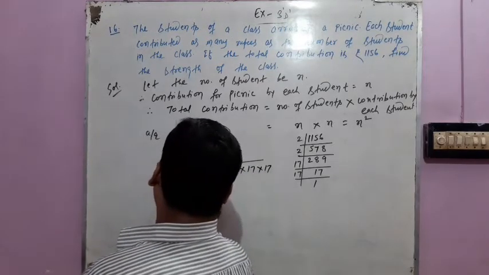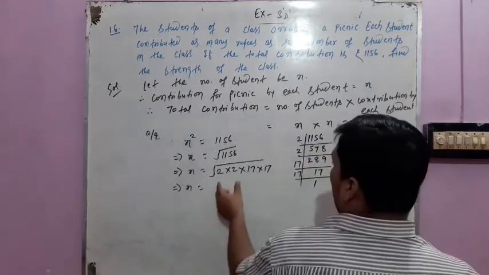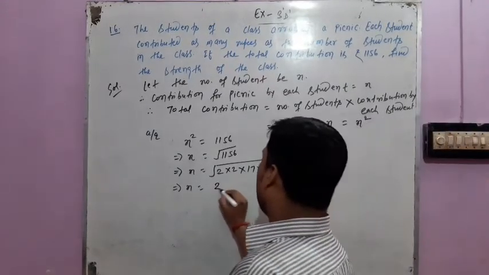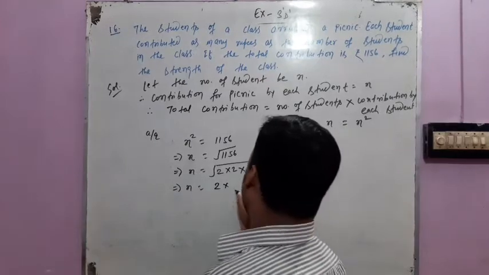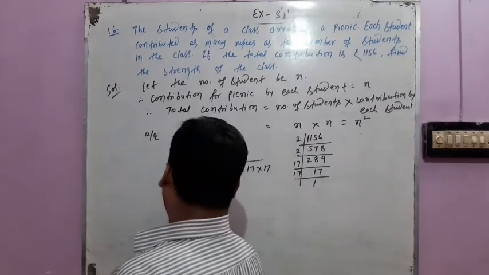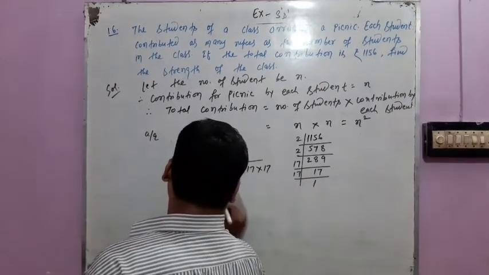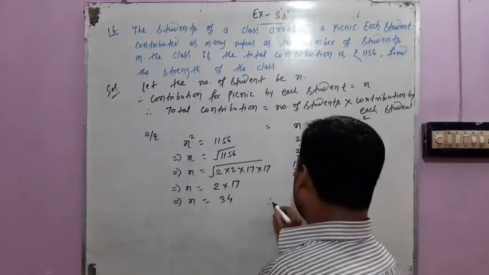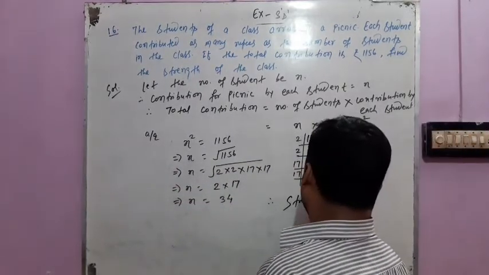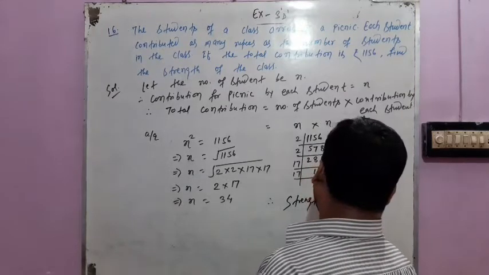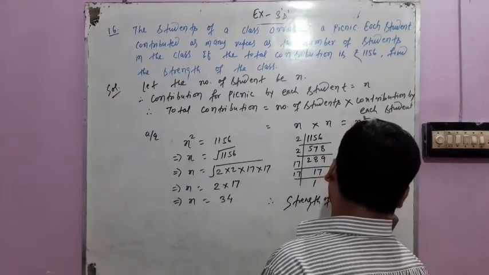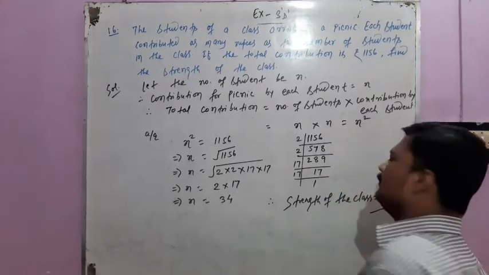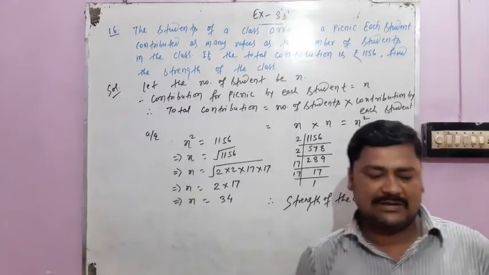Now, as per the law of square root, we have to take one number out from each pair. From this pair of 2, we will take one 2 out. From this pair of 17, we have to take one 17 out. Therefore, x is equal to 34. Therefore, the strength of the class, that is x, is equal to 34. Means there are 34 students in the class.